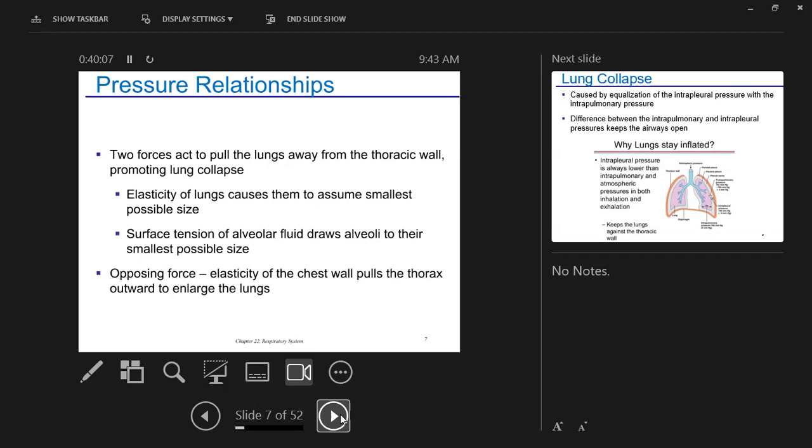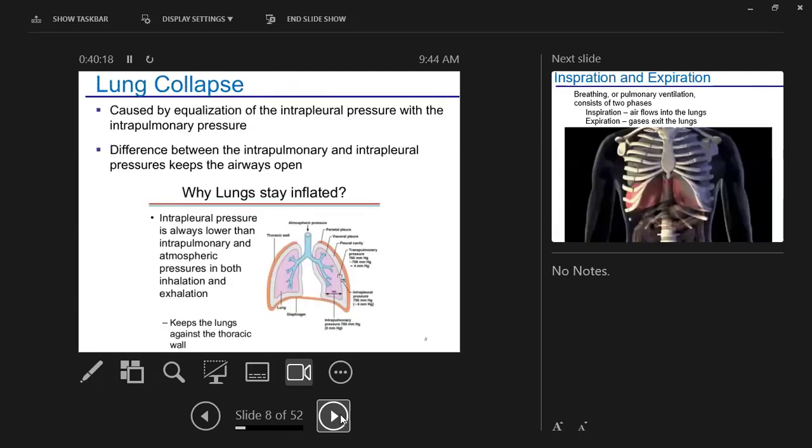Anyway, now we know we have competing pressures in the lungs. Sometimes our lungs do collapse. The lungs stay inflated thanks to the pressure gradients inside. The lungs will collapse if we penetrate a lung, for example, or if there's some sort of obstruction. A lung will collapse if the pressure inside the lung and the pressure in the pleura equalize, like a penetrating injury.